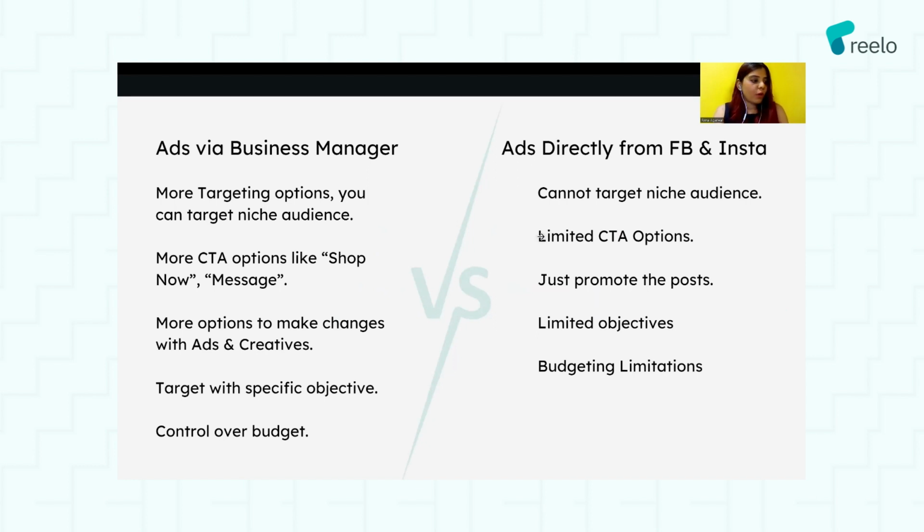You have limited CTA options. You could either make them come to your profile or some link. There's just the post that you have posted on your page. That's the only thing that you can promote. There are limited objectives available. What are your objectives and what is the goal? We are also going to talk about that in future, but there are limited objectives that are available. And you have little to no control over your budgeting.